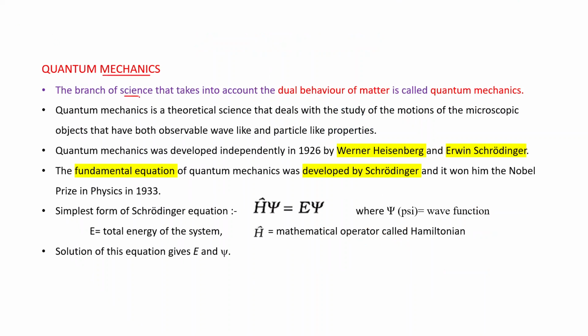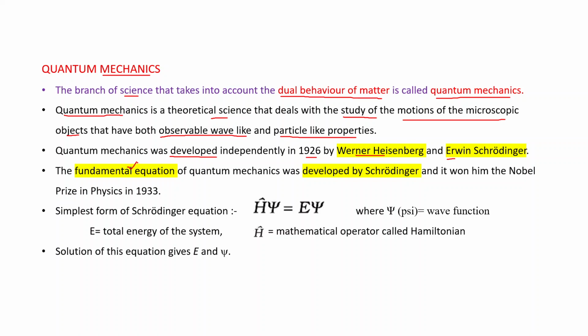The branch of science that takes into account the dual behavior of matter is called quantum mechanics. Quantum mechanics is a theoretical science that deals with the study of the motions of microscopic objects that have both observable wave-like and particle-like properties. Quantum mechanics was developed independently in 1926 by Werner Heisenberg and Erwin Schrödinger.